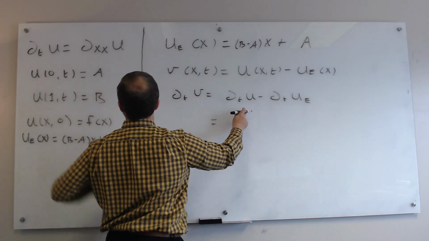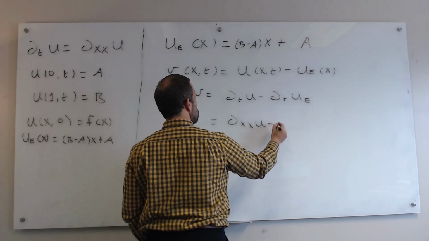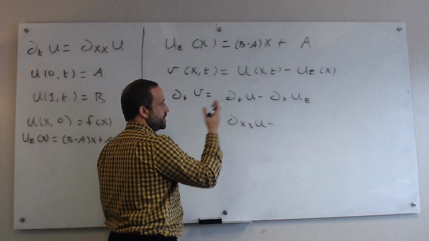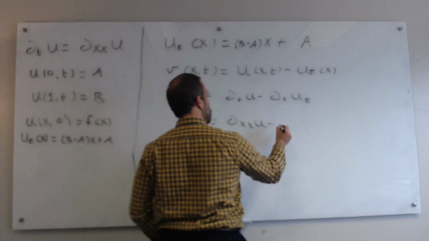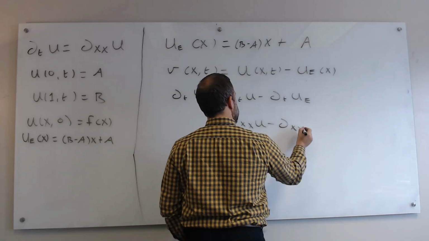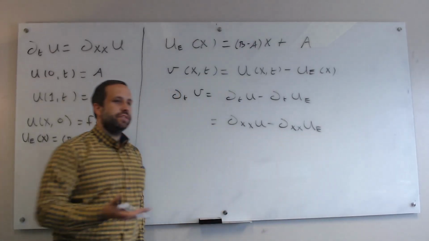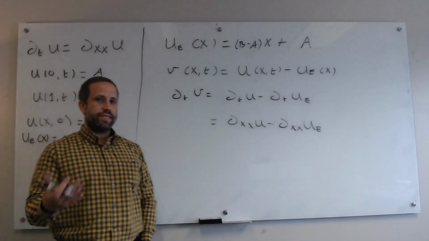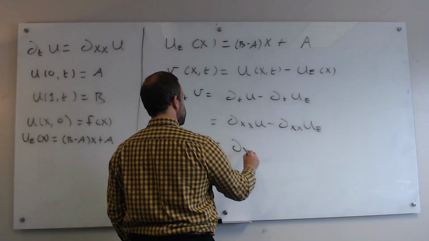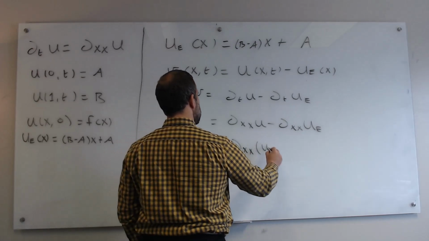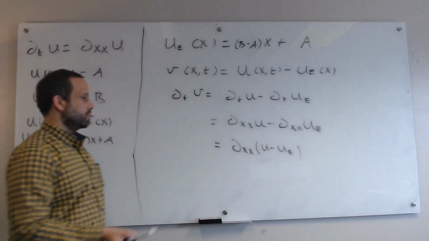Now the t derivative of u satisfies this, so this is equal to the x derivative of u. The t derivative of ue, well, ue satisfies this equation, so this is also the x derivative of ue. They're both equal to 0. So the double x derivative of ue is equal to 0, and the t derivative of ue is equal to 0. Now, by the linearity of the differentiation operator, this is just the double x derivative of u minus ue, which is equal to v.